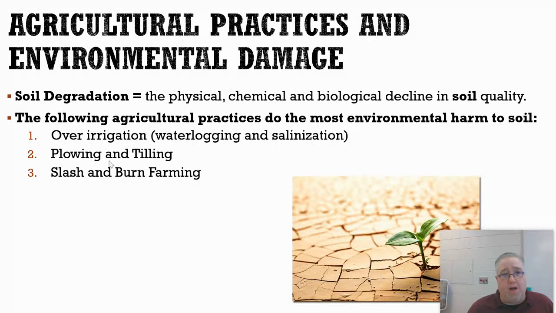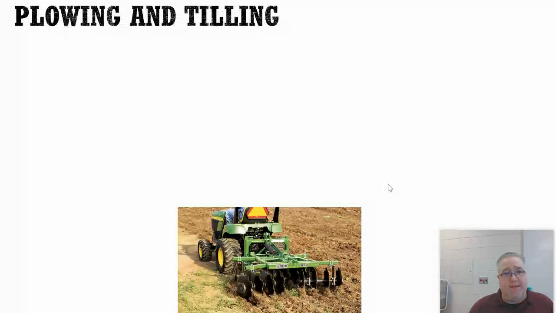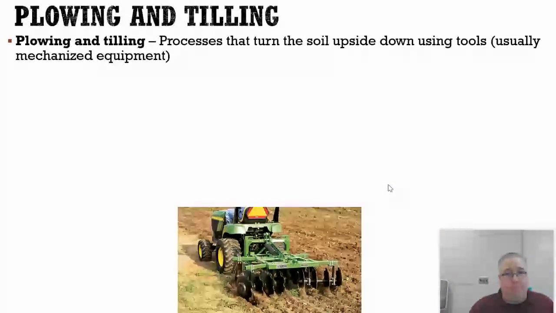Now, the two I want to talk about today are what we call plowing and tilling, and another process called slash and burn farming, or slash and burn agriculture. Let's talk about plowing and tilling first. Plowing and tilling are kind of interchangeable words. They usually just use the word tilling, but it's fairly similar.